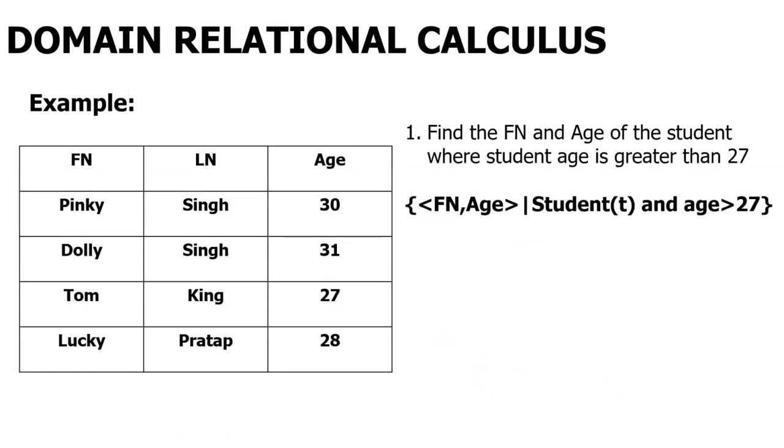For another example, the question is: find the first name and the age of the student, where student age is greater than 27. If I want this query to be processed, how will you write it? First, I want the first name, so I will mention only the attributes, nothing more than that, followed by the student table name and the condition. This is how you will write the domain relational calculus.